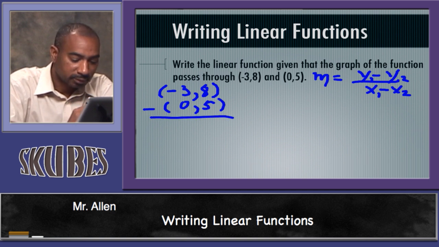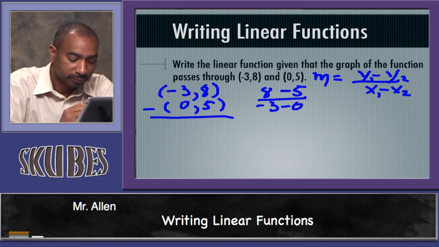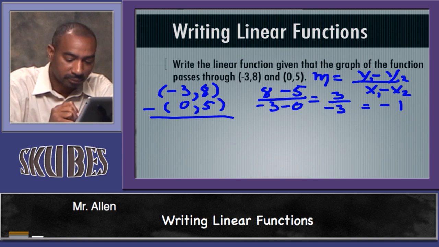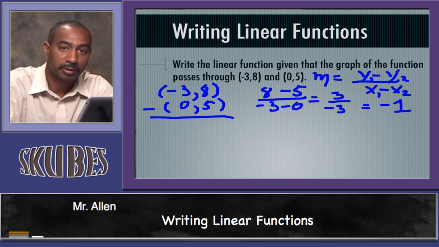So I'm going to say 8 minus 5. But then I have to say negative 3 minus 0. That is 3 divided by negative 3, which is negative 1. So my slope is going to be negative 1.